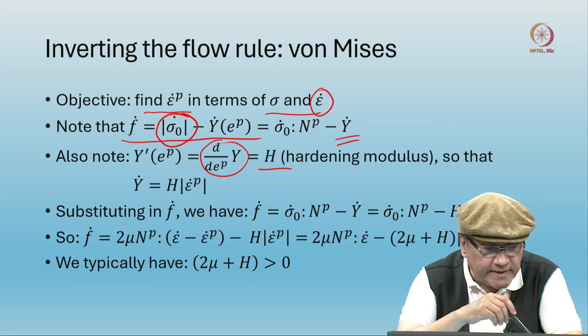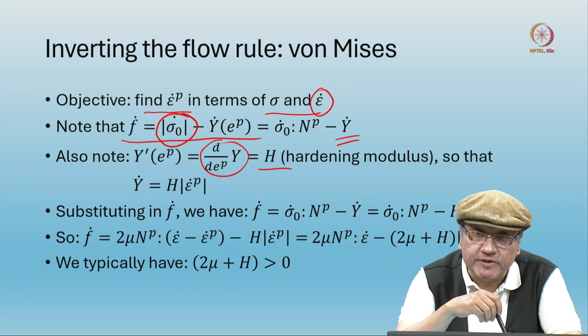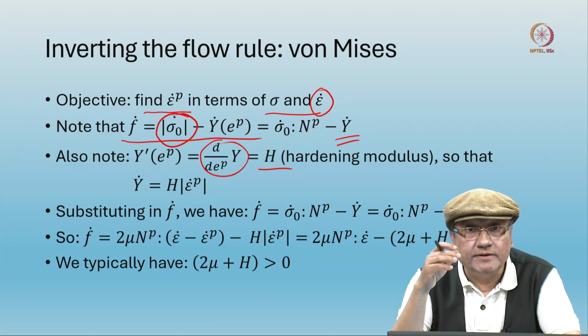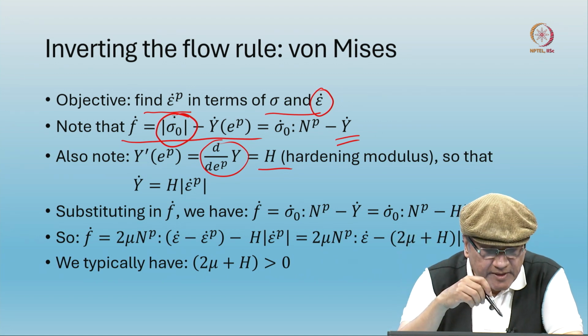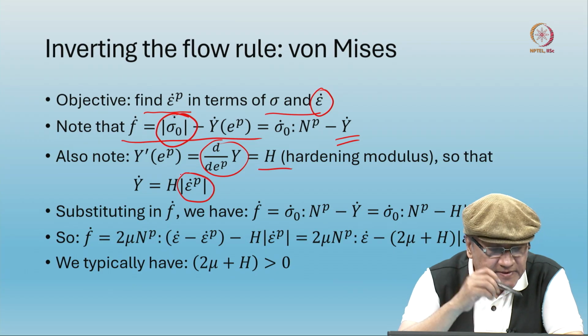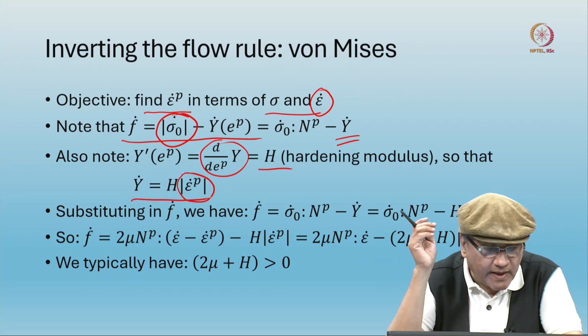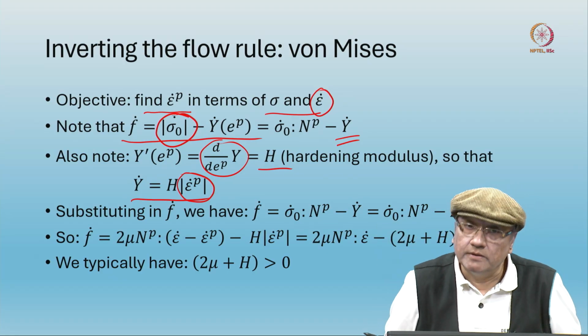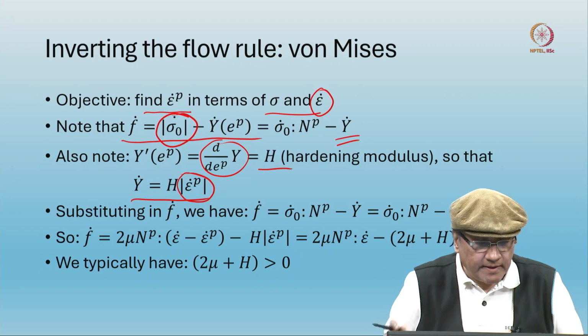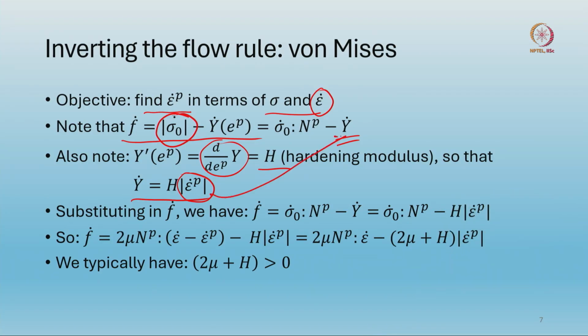So, y dot is the derivative of y with respect to EP times the derivative of EP with respect to time, right. So, the derivative of EP with respect to time is nothing but modulus of epsilon p dot. So, basically you have y dot is h, the hardening modulus, times epsilon p dot's norm or modulus. Okay. So, if we substitute this in the expression for f dot, then we have this equation for f dot, as written here very clearly, you can see that.